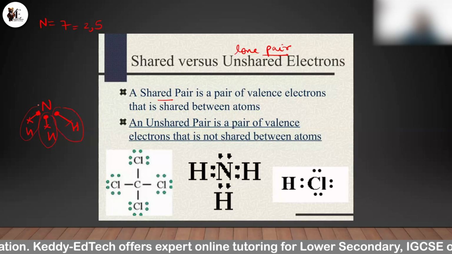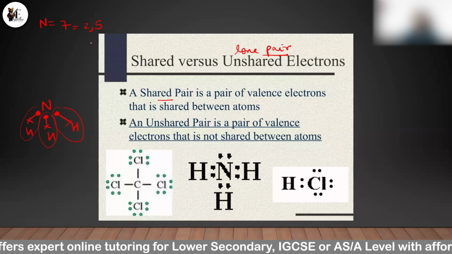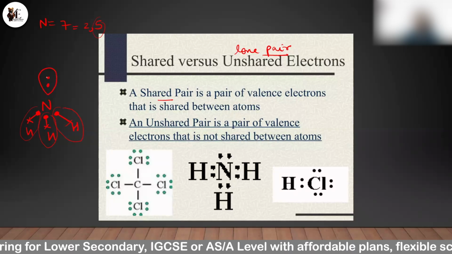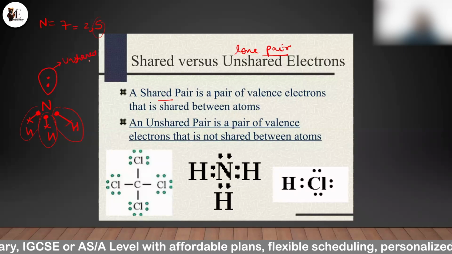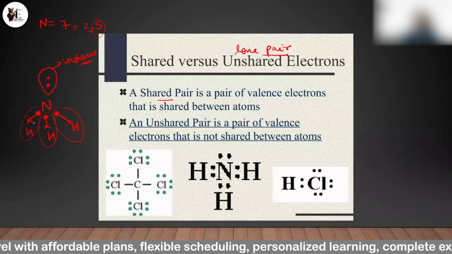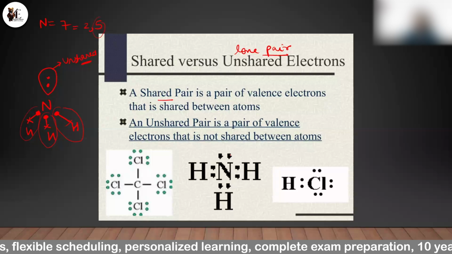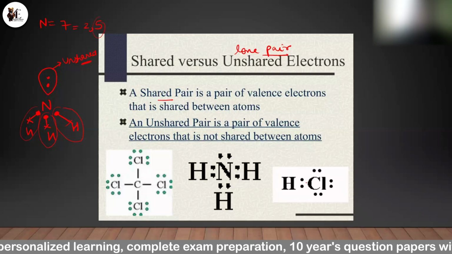But there are still two electrons left in nitrogen. Three are involved in bonding, but we have to account for 5 electrons, right? The remaining pair stays as a lone pair. That means they are unshared pairs of electrons, which are not shared between the atoms, and a shared pair is shared between the atoms. I hope the difference between shared pair and unshared pair is clear. Yes.